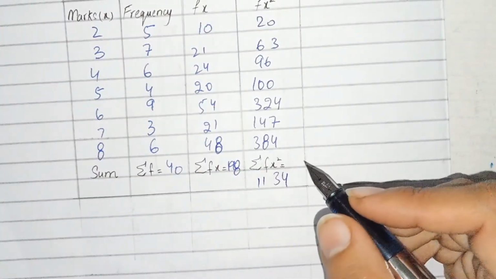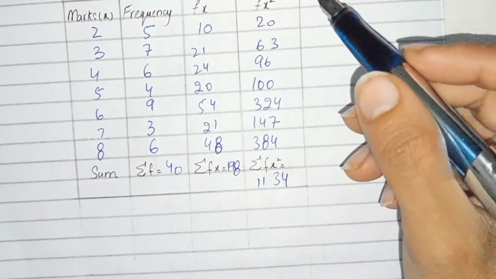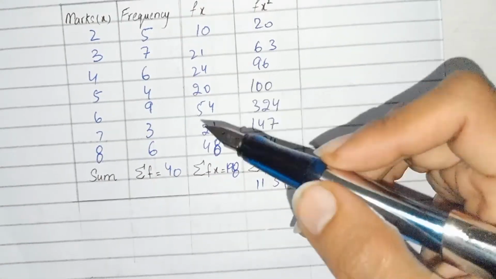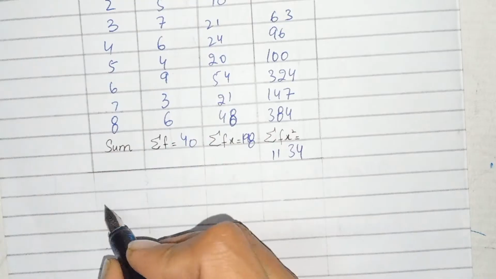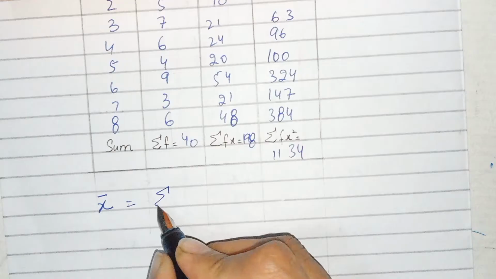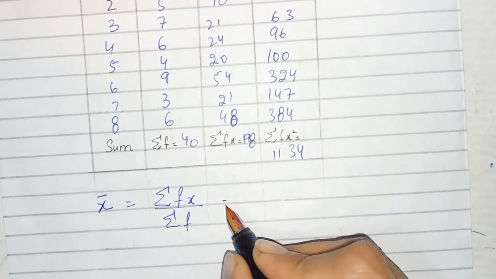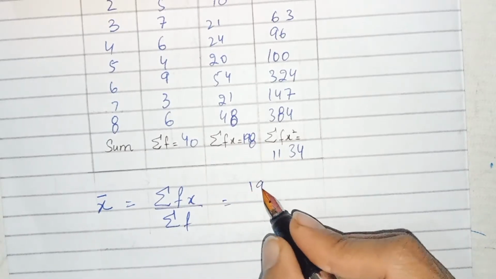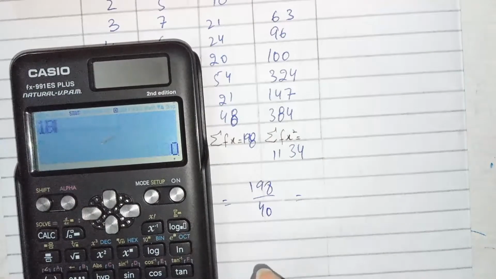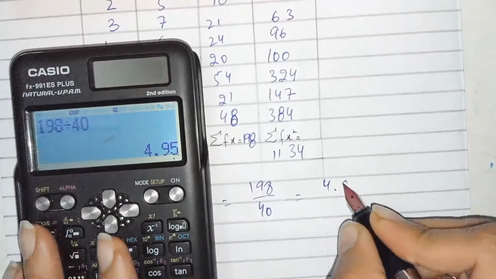And now we have to put these values, the value of fx and fx square, in the formula. Then we calculate the standard deviation, and first we have to find the mean. The formula of mean is sigma fx over sigma f. This is 198 over 40. We have to calculate it. 198 divided by 40, we get 4.95.